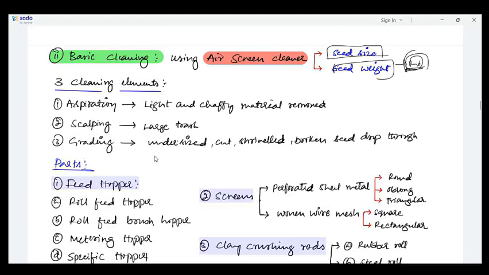So there are different parts of the cleaning elements: aspiration, scalping, and grading. Aspiration has the air circulation machine, scalping has different screens available, and then the grading. Grading is done where undersized, cut, shriveled, and broken seeds will drop again from the last screen, and the stable, normal, good-looking seeds will stay on the last screen of this particular machine. The number of screens attached in this machine can be modified based on the crop and based on the level of cleaning that you require. Okay, it's not fixed.